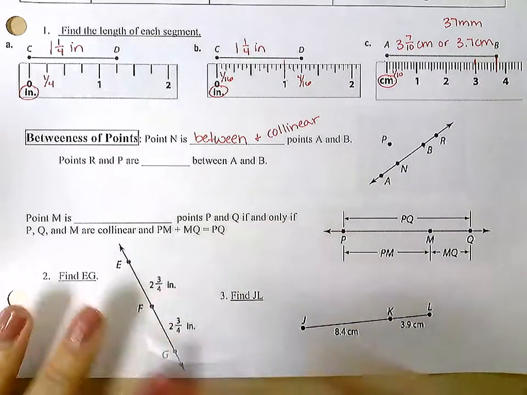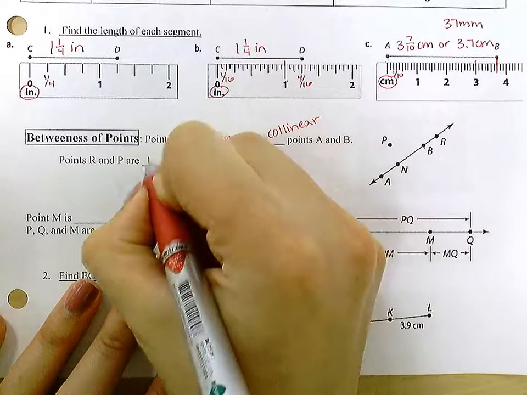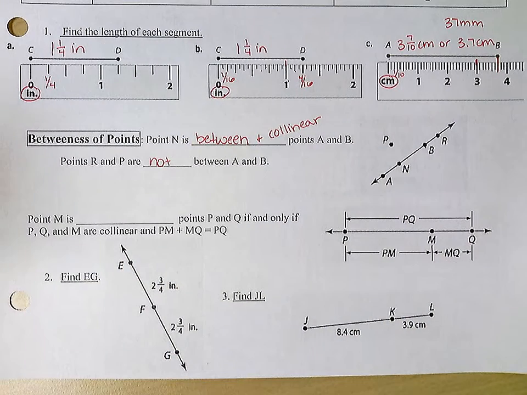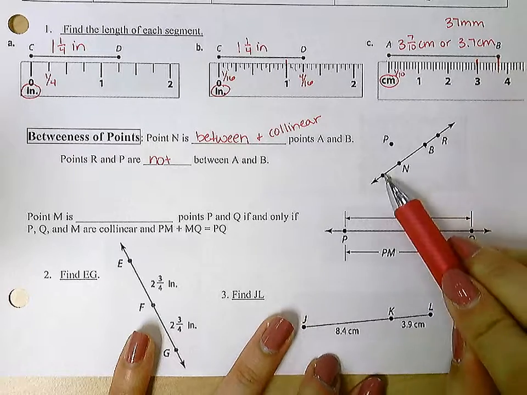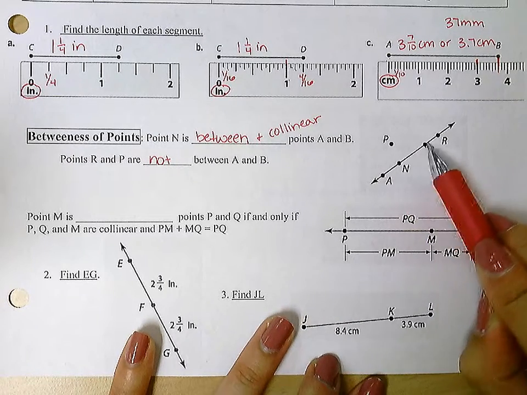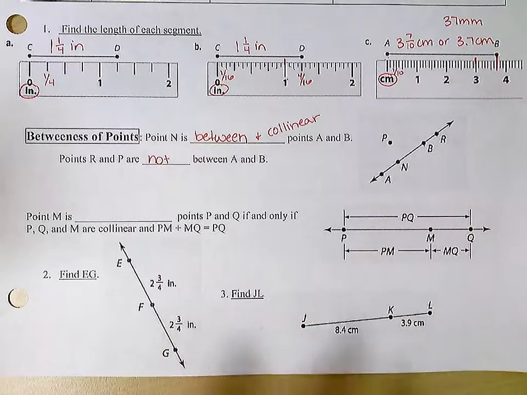Now points R and P are not between A and B. Okay, so R is off to the side here. Segment AB is right here. So R is not between those two. And P is not even collinear with A and B, so it's not between them. So it has to be collinear and it has to be in the center of those 2 points to be between.